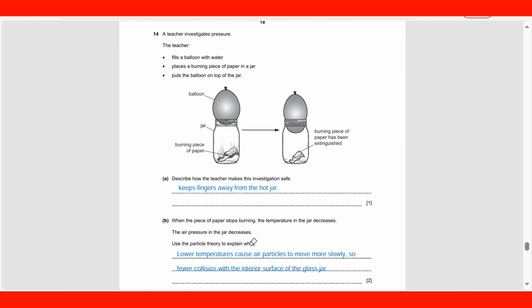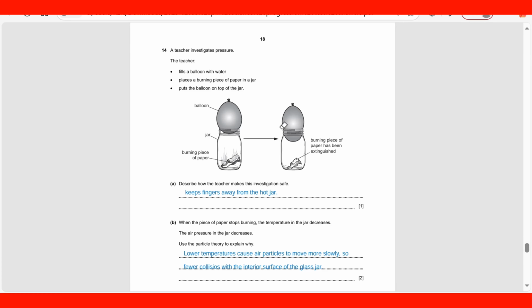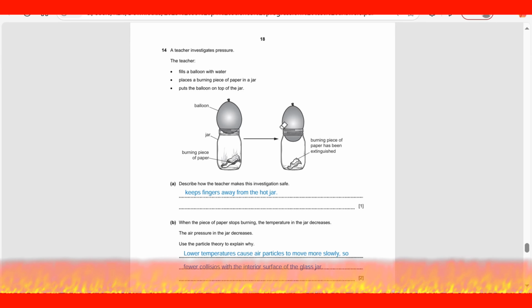So lower temperature causes air particles to move more slowly, so fewer collisions with the interior surface of the glass jar. That's the reason air pressure in the jar decreases and the balloon moves further inside. Let's move on. Well, this is the last question of this paper, so we are done.